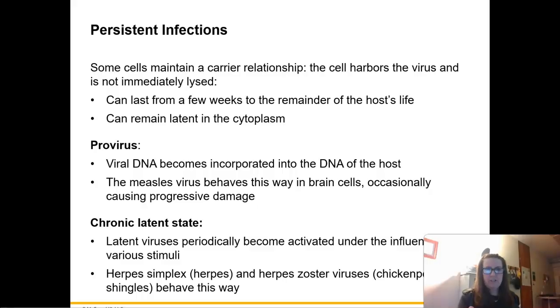For our infections, remember how it said acute infection. Well, we have some infections that are persistent infections. So essentially they can last from weeks to the whole lifetime of the host. And they just kind of hang around.